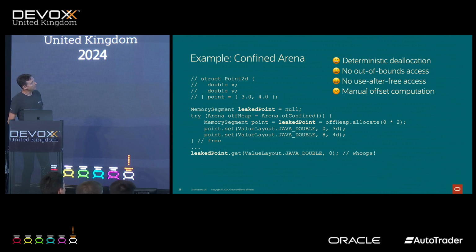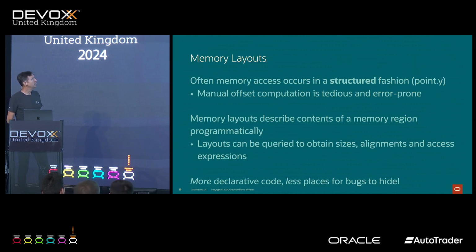Okay, so more happy faces: deterministic deallocation, no out-of-bounds access, no use-after-free. But still, it's kind of annoying that we have to do this manual work, keeping track of different indexes and so on. So then MemoryLayouts comes to the rescue, because that allows us to define different layouts in a structured way. We can use them programmatically and use a declarative way to work with our structs.